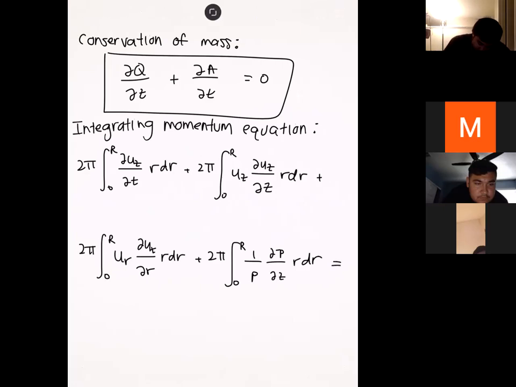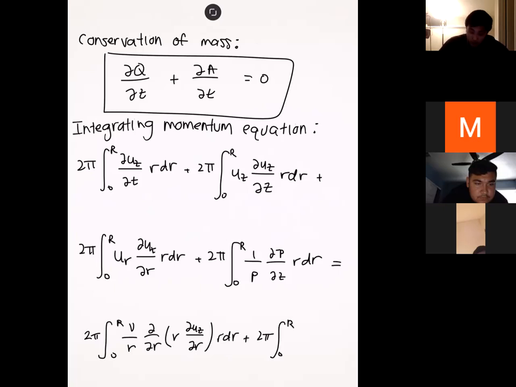And so we have 2 pi, integral from 0 to R of nu over little r, partial r, times r partial u_z partial r, times r dr, plus 2 pi integral from 0 to R of nu partial squared u_z partial z squared, r dr.